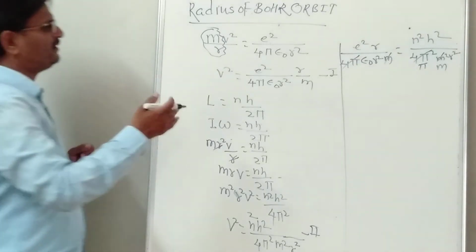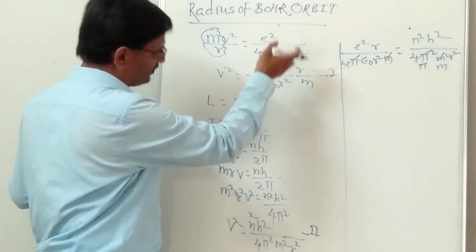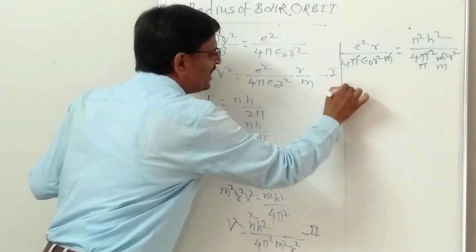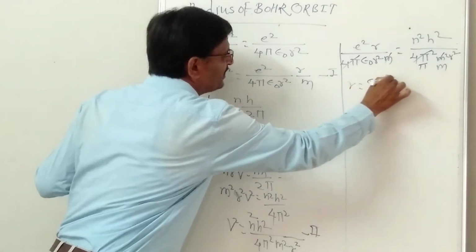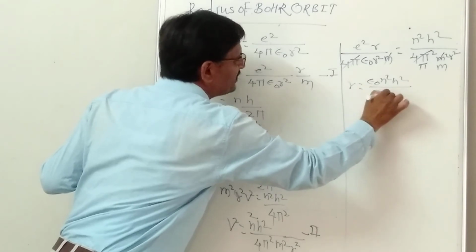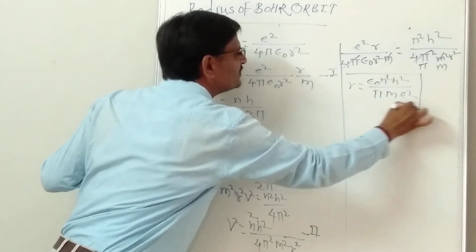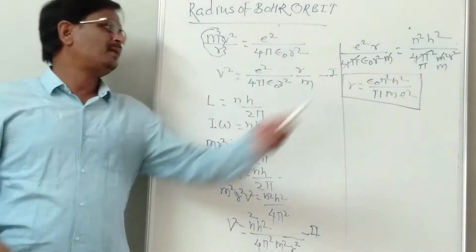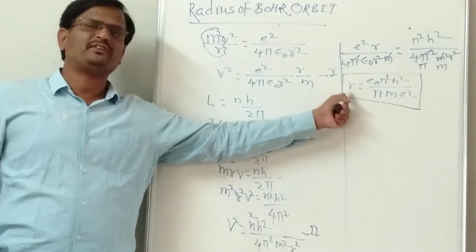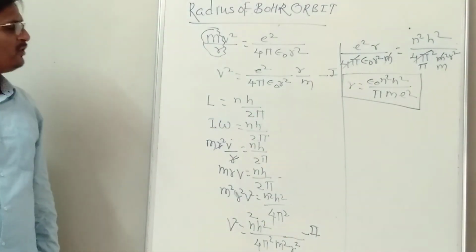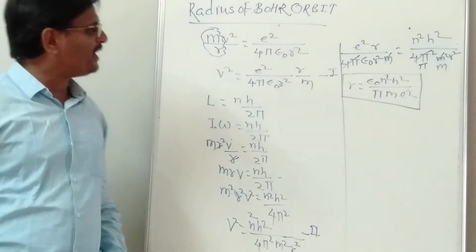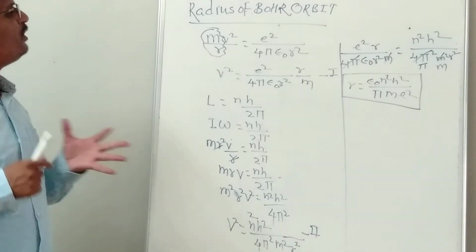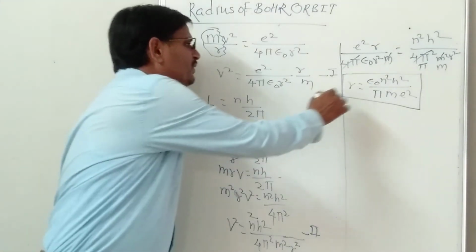After simplification, after comparing these two equations, equation 1 and equation 2, what we get is r is equal to ε0 n²h² upon πme². This is the equation for radius of Bohr orbit. After simplification, we get this formula, r is equal to ε0 n²h² upon πme². This is the radius of the nth Bohr orbit.